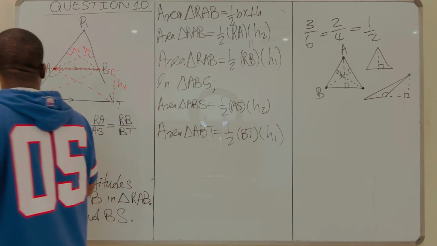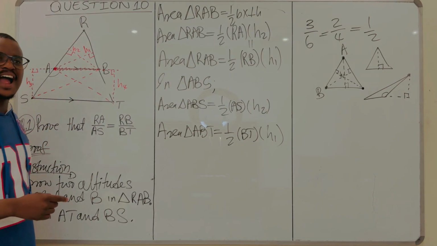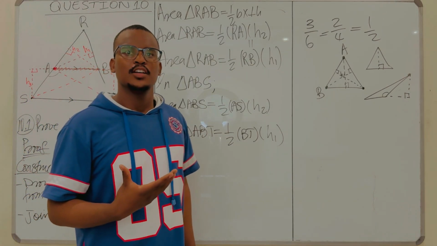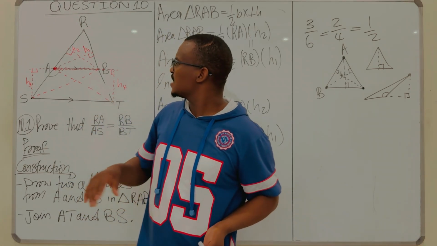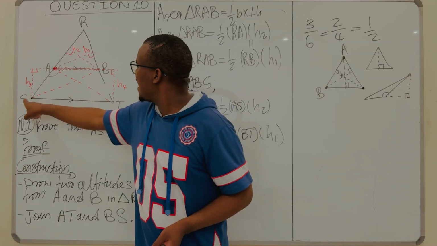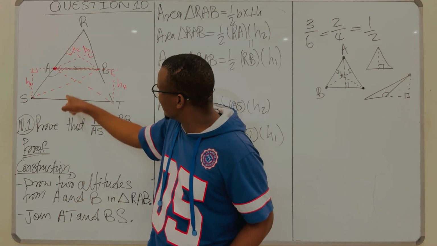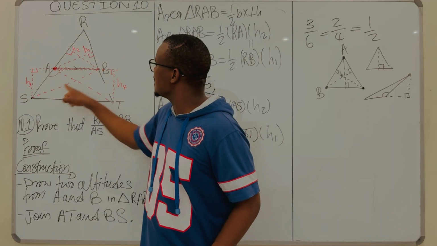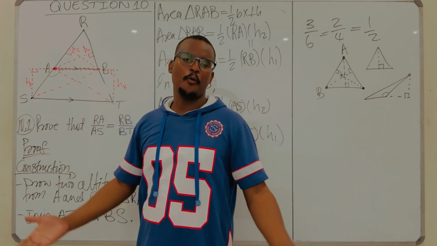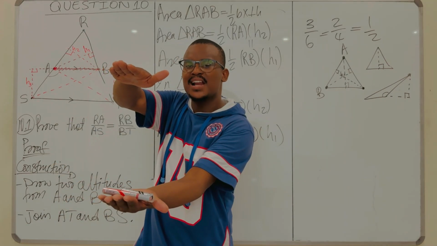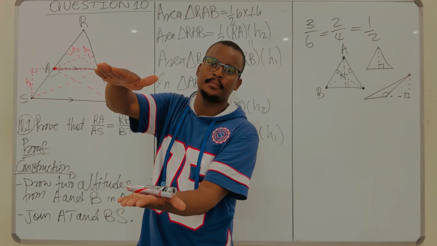Now, here's what you need to understand. These two lines AB and ST, they are parallel. So if they are parallel, the distance between the lines is always the same. The perpendicular distance between AB and ST would be the same at every point, because they are parallel. They never meet, which is they are equally distant apart the whole time.